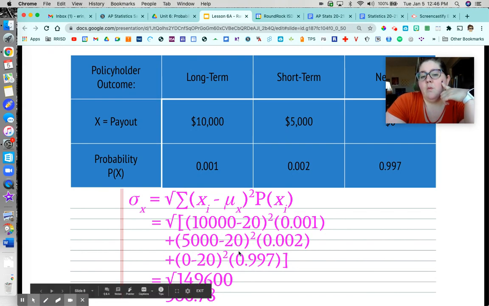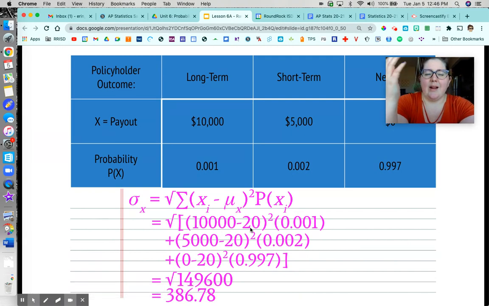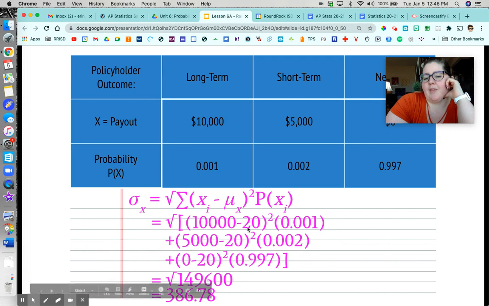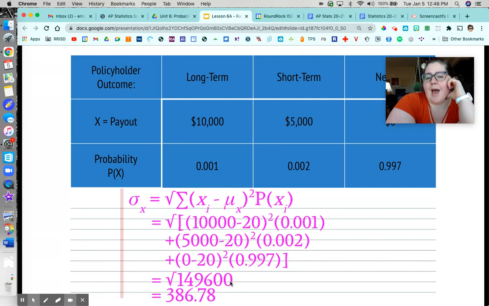Right? When I add those all together, remember we squared some stuff, so we kind of have to undo the squared. So at the very end, after we add them all together, we square root it, which gives me my final standard deviation. So adding those all together, that 149,600 is with all of them squared, and then I square root that to get 386.78, which is our standard deviation.